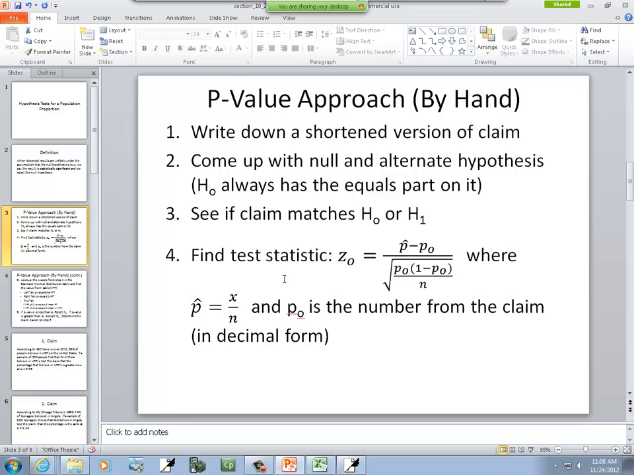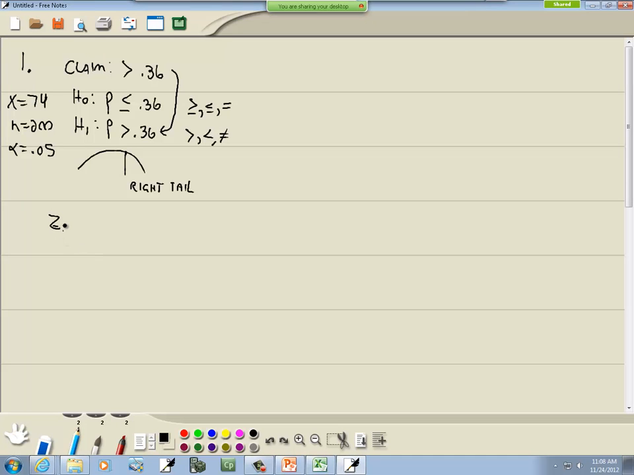Okay. It says find your test statistic. So Z0 is equal to p hat minus p naught over the square root of p naught times 1 minus p naught, divided by n. Well, p hat would be x over n, so it would be 74 over 200 minus p naught, which is 0.36, over the square root of 0.36 times 1 minus 0.36, divided by n, which is 200.